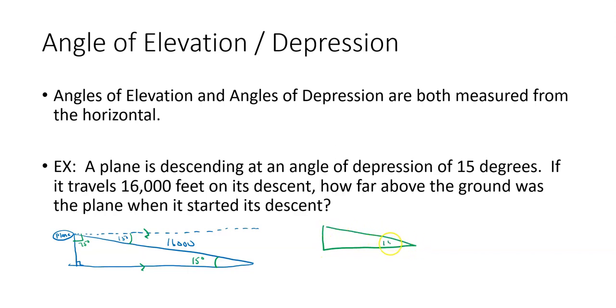That's a 15-degree angle over here. That's 16,000 feet. What I'm trying to find is how far above the ground the plane was. So based on that 15-degree angle, I've got opposite and hypotenuse. That's sine. Sine of 15 degrees equals opposite over hypotenuse.